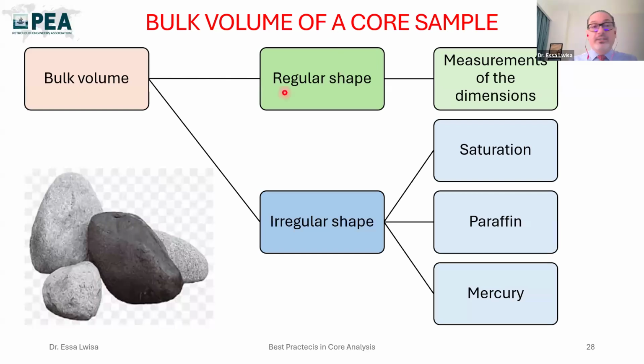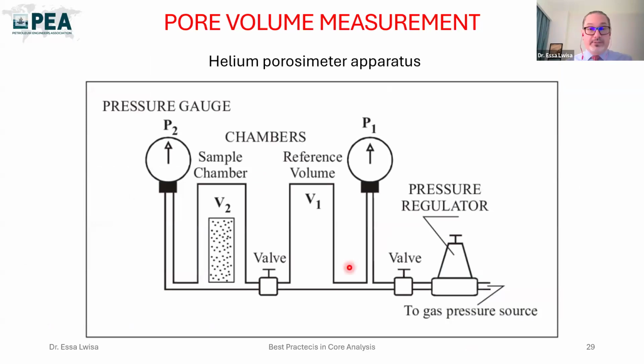What is bulk volume? Bulk volume can be measured in two ways, depending upon the shape of the sample. If the sample has a regular shape, for example, a right angle cylindrical shape, then we can measure the length and diameter, and we obtain the bulk volume. But if the sample shape is irregular, like what you can see here, then we can go for either saturation, or paraffin, like dip it in paraffin wax, or we use mercury. The most used method for irregular shape is mercury. That is why I'm going to talk about it.